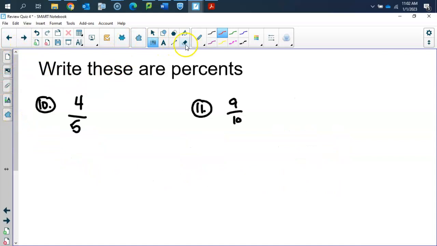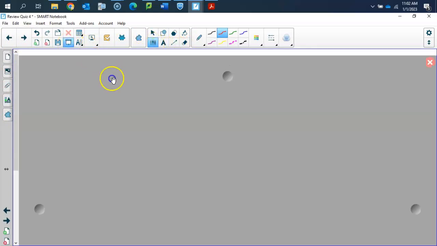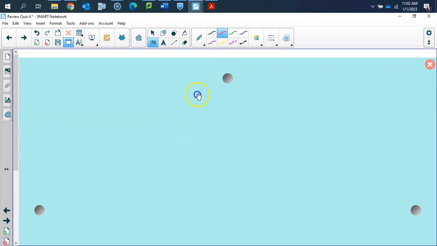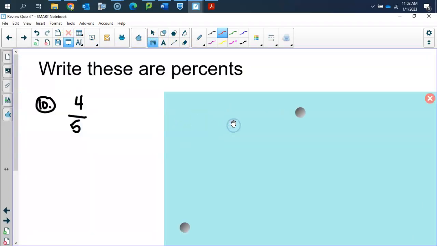Write these as percents. Let me cover this up. Do number 10. Go. Now, there are 2 ways to do this. A percent is out of 100. So I could multiply these both by 20 and get 80 over 100. That's 80%. Or I could change it to a decimal. If I divided this or used my calculator, I would get 0.8. Move that 2 to the right, 80%.